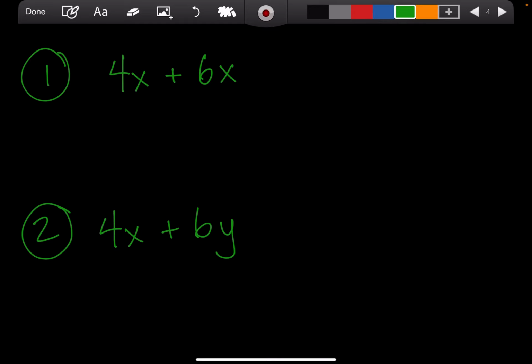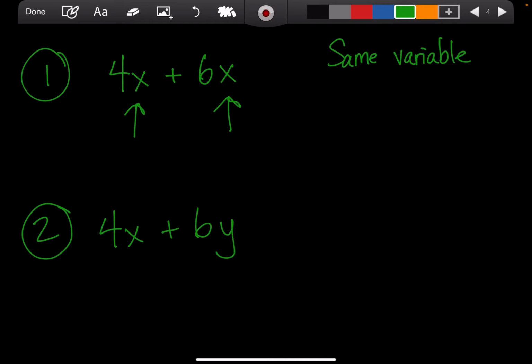On number 1 here, we have 4x plus 6x. So we've got to figure out, are these like terms? And the answer is yes. On this one, yes, these are like terms. The reason they are is because both terms have the same variable. I'll write it up here, same variable. And like we talked about, combining them, well, we're adding, right? So if we're adding, that means we can combine them, and we can combine them because they have the same variable. Those are all the signs to say, okay, we can combine these like terms.